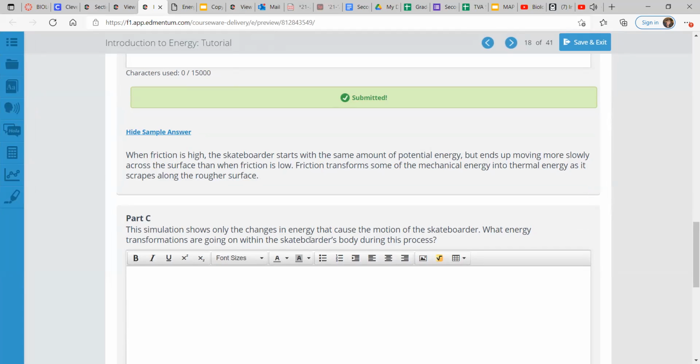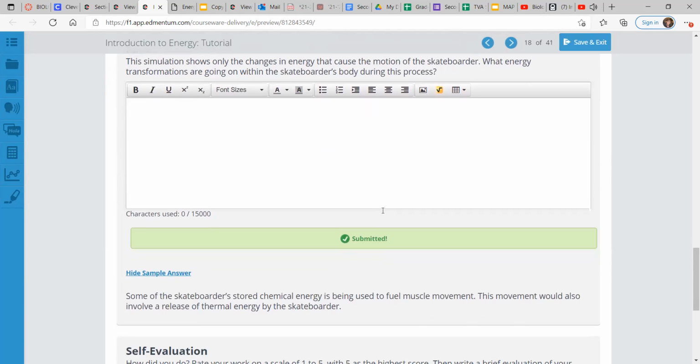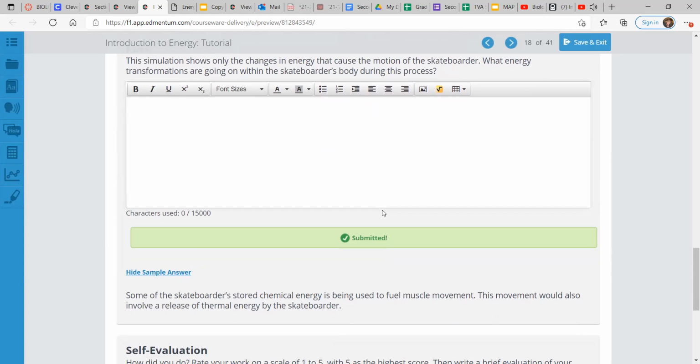What energy transformations are going on within the skateboarder's body during this process? So, if you're thinking about the skateboarder themselves, there's chemical energy inside of the person. They have stored chemical energy, and that is being used to fuel the movement of the skater's muscles. This movement would also involve a release of thermal energy by the skateboarder.